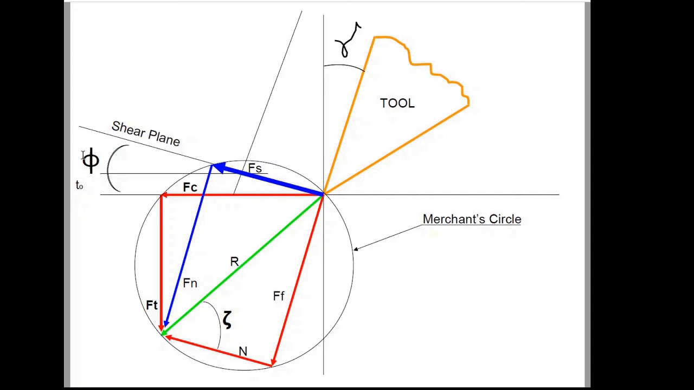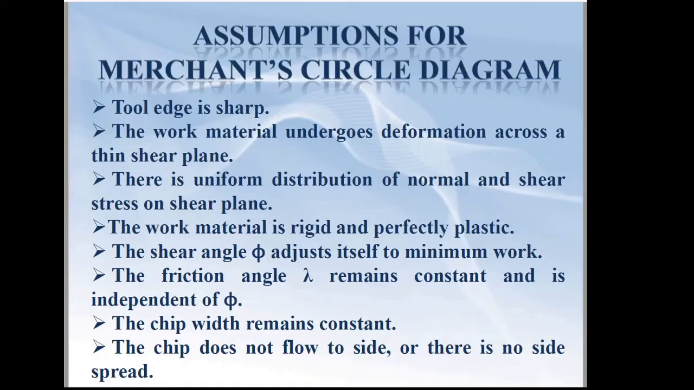Sometimes you may be able to obtain the shear plane angle phi directly from the photograph of the cutting operation. In that case, it is easy to draw the shear plane. Here you can directly draw the shear plane with an angle of inclination phi. This is all about the Merchant circle. The following are the assumptions for drawing the Merchant circle diagram. You can go through these points.